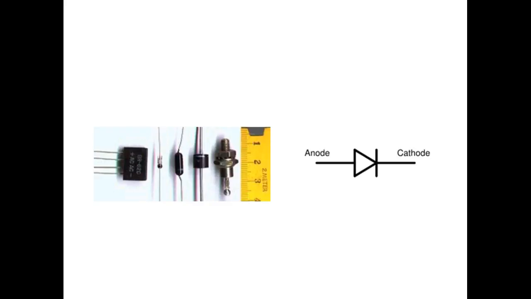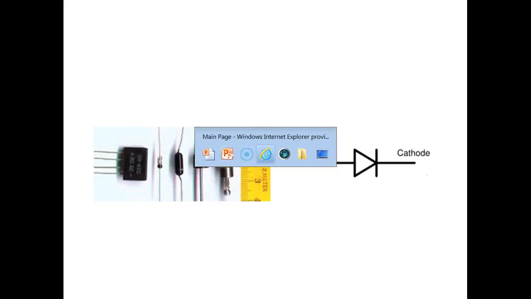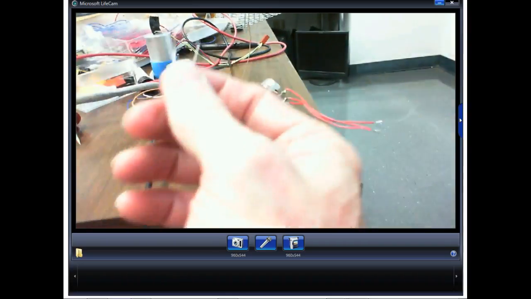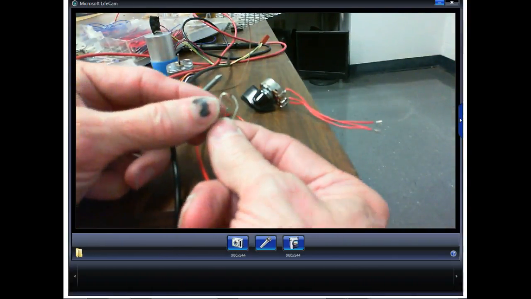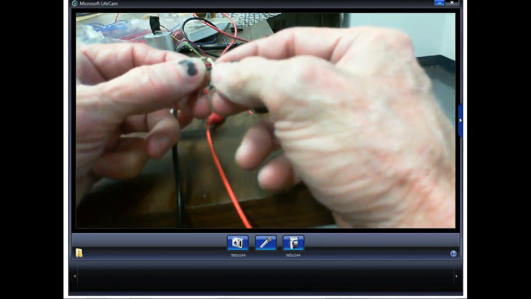And of course, what determines the size of the diode is how much current it's going to have to control, right? So the more current it's going to have to control, the bigger the diode is going to have to be. The less current it's going to have to control, the smaller it can be. So I can look at this one, and then I can look at this one right here, and I can tell that that one can control more current than this guy right here. Now it's not going to focus, but I don't know if you can see it or not.